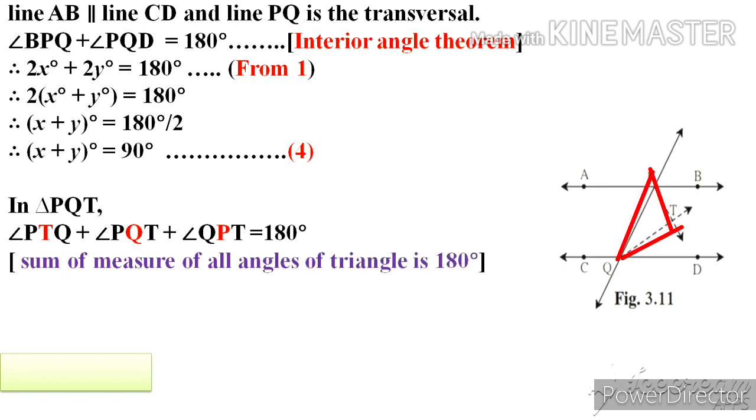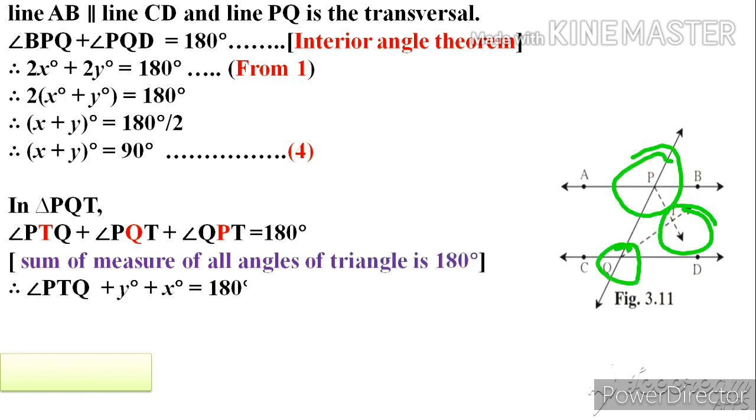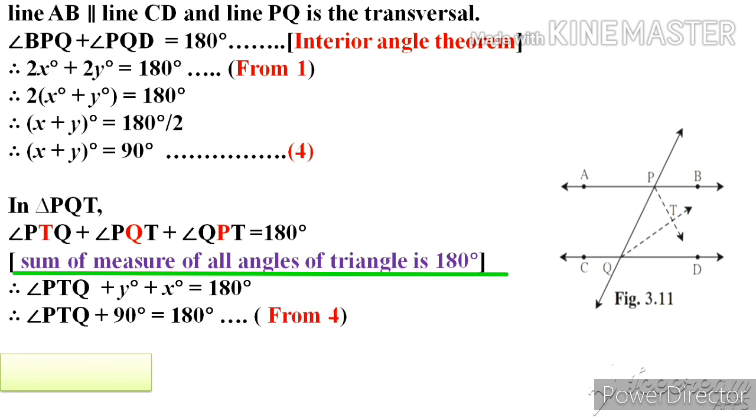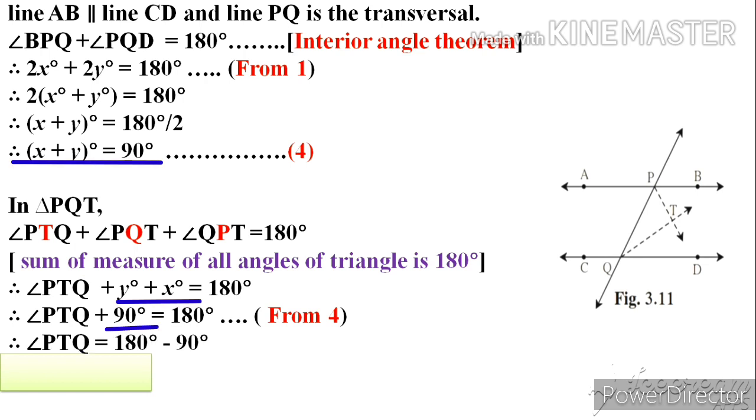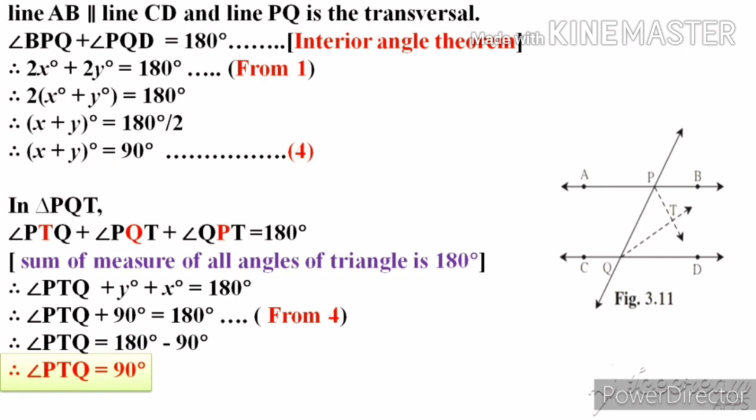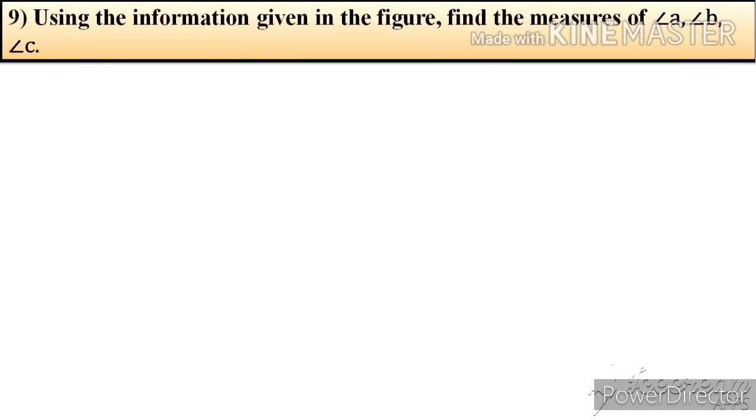In triangle PQT, angle PTQ plus angle PQT plus angle QPT equal to 180 degree. Sum of measure of all angles of a triangle is 180 degree. Substitute the value of angle PQT y degree, angle QPT x degree. X plus y degree we have 90 degree from the equation number 4. Therefore, angle PTQ equal to 180 degree minus 90 degree. Here we get angle PTQ equal to 90 degree. We have proved.